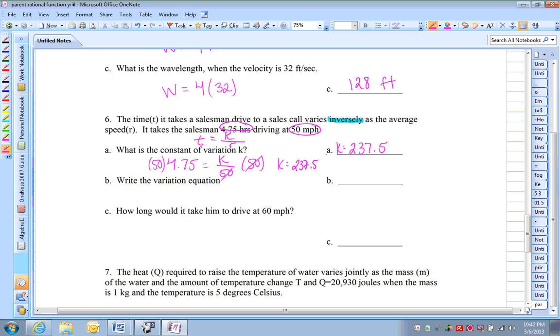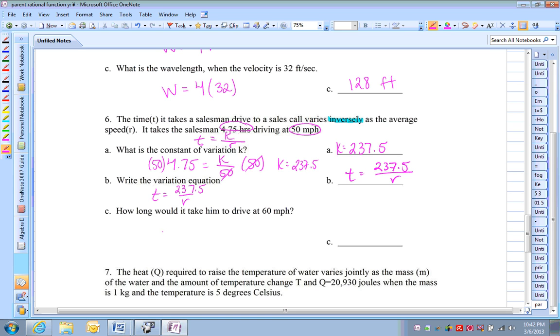Now they want us to write the variation equation. And remember, you just write the general formula, t equals k over r, but instead of writing k, we write the constant of variation value that we found, 237.5. So the variation equation is t equals 237.5 over r.